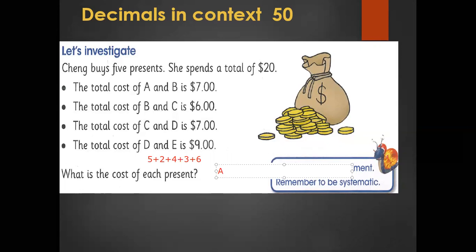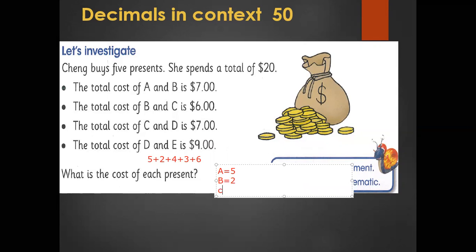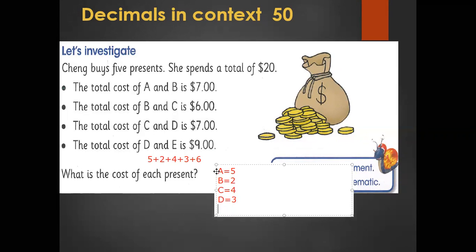Once A is equal to 5, B is equal to what? B is equal to 2. C is equal to 4. D is equal to 3, and E is equal to 6. Okay.